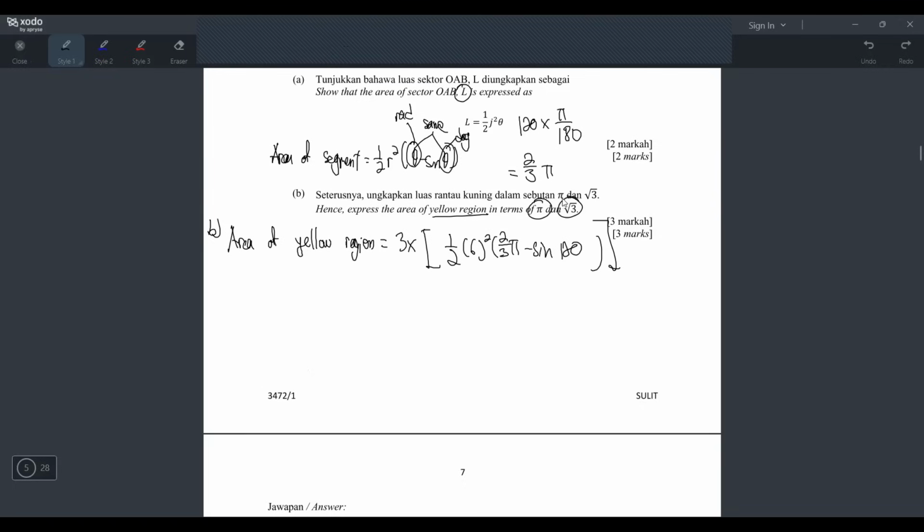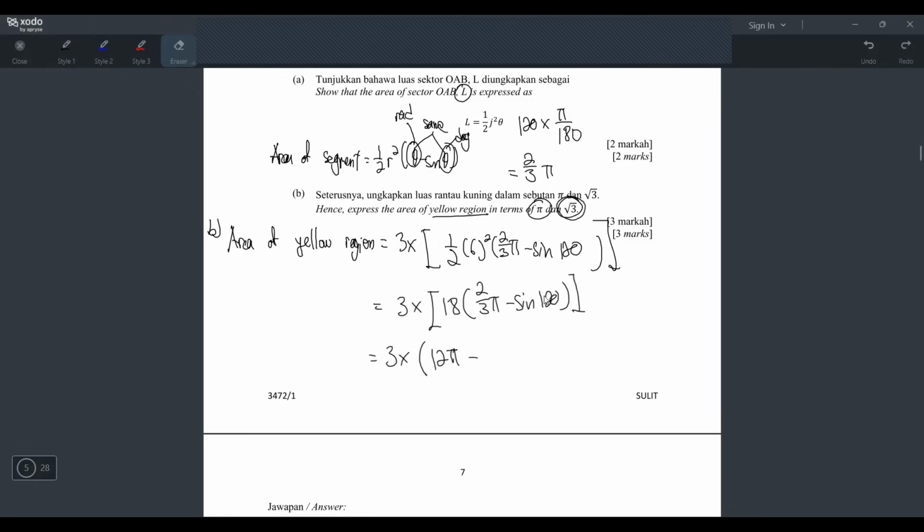But the question says in terms of root 3, so I'm not sure where the root 3 will come out, but it's okay. Let's do it first. 3 times, what is 6 squared divided by 2, 18, because 6 squared is 36 divided by 2 is 18, and then multiply with 2/3 pi minus sine 120. Now it becomes 3 times, and this 18 I have to expand inside, so you end up getting 18 times 2/3, 12 pi. The pi we leave there, since they already say in terms of pi. Minus, what is 18 times sine 120?